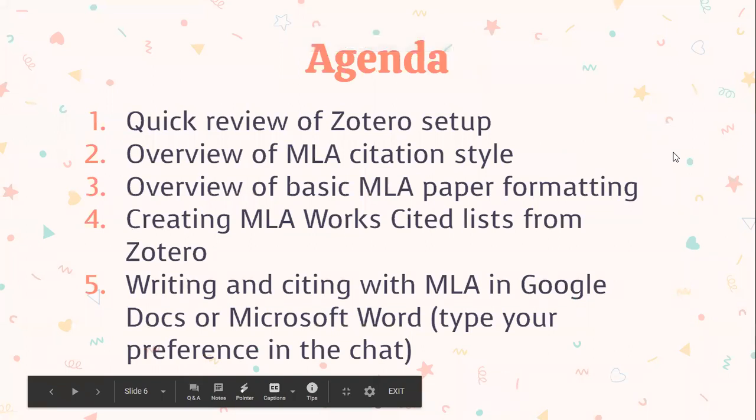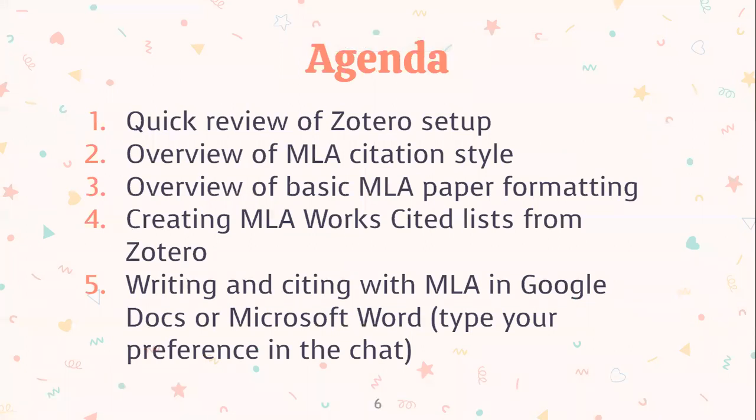And here's my general agenda. I'm going to give a quick review of Zotero setup, an overview of MLA citation style, and then an overview of some of the basics of paper formatting. Then I'm going to talk about creating MLA works cited lists from Zotero, and then writing and citing with MLA in Google Docs or Microsoft Word. So which of those do you use most often, Word or Google Docs?